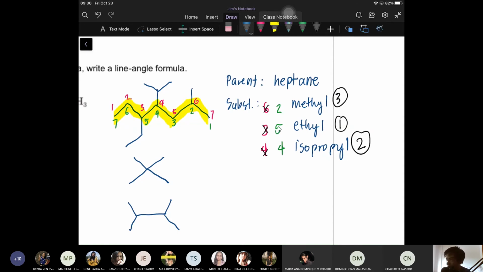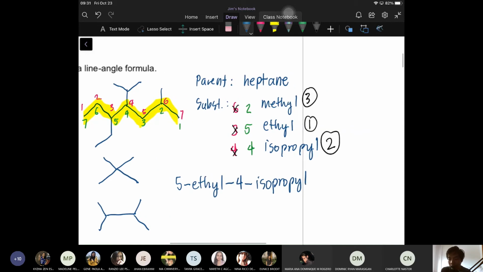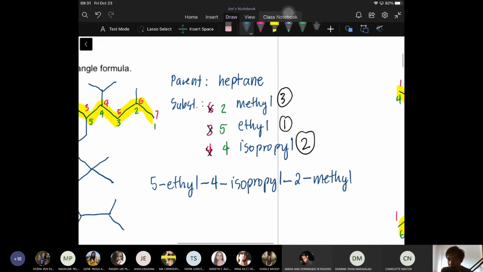Okay? So, pangalanan natin yung una. 5-ethyl. Tapos ano yung susunod? 4-isopropyl. O, 4 yung kasunod. Maglalagay ka ng dash, no? Isopropyl. Mapapansin nyo, basta may letter and number na magkasunod, may dashes. Pag parehas number yung meron, comma. Pag parehas number, comma. Pag letter and number, dash. Okay? So that's 5-ethyl dash 4-isopropyl. Tapos ano susunod? 2-methyl. Then finally, heptane.